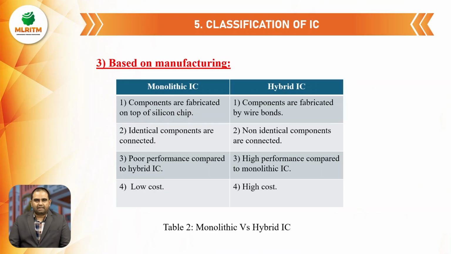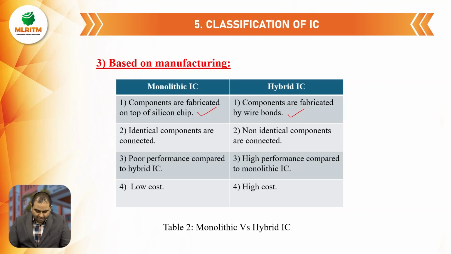And coming to the third kind of classification of integrated circuits, it is mainly of two types. One is monolithic IC and the second one is hybrid IC. We'll see them one by one. In the monolithic IC, components are fabricated on top of a silicon chip. But in the hybrid IC, the components are connected by using wire bonds.